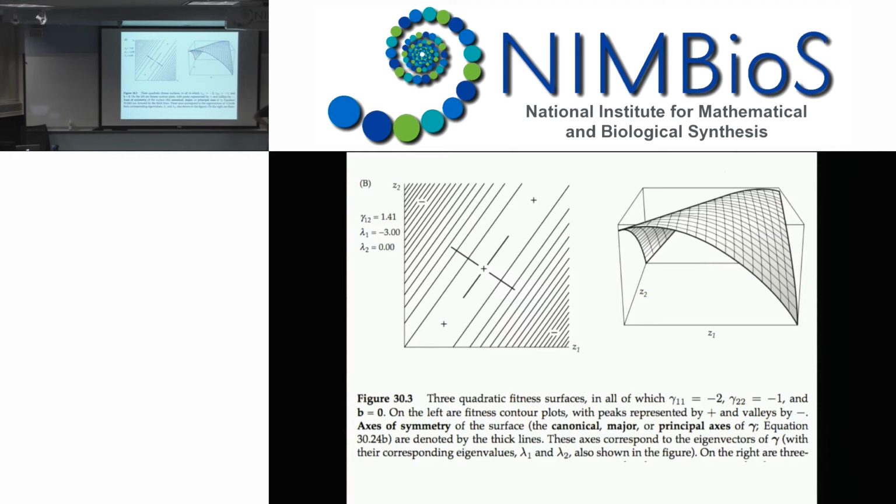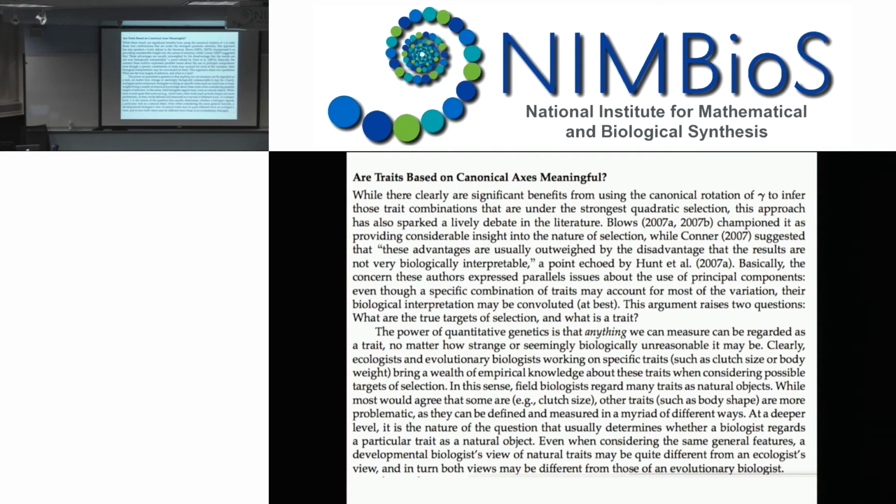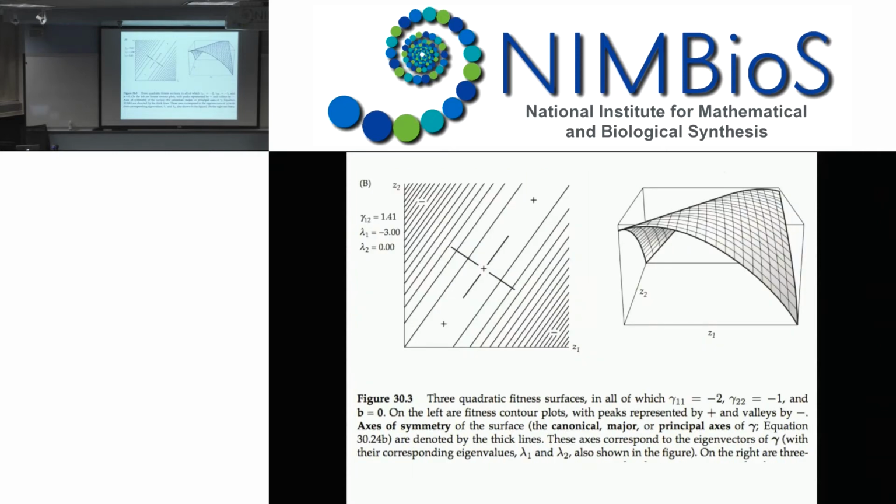Because traits are pretty obvious, you know what they are. When you create arbitrary combinations through the PCs, you don't have combinations of traits, and those can be hard to interpret. So because of that, people ask the question, well, are traits now based upon canonical axes meaningful? And the answer is yes, because if I do PCs, what I do is I take the phenotypic variance covariance matrix and I use that to create new combinations. We're not using the phenotypic variance covariance matrix. We're using gamma. Gamma is the matrix of how selection operates.